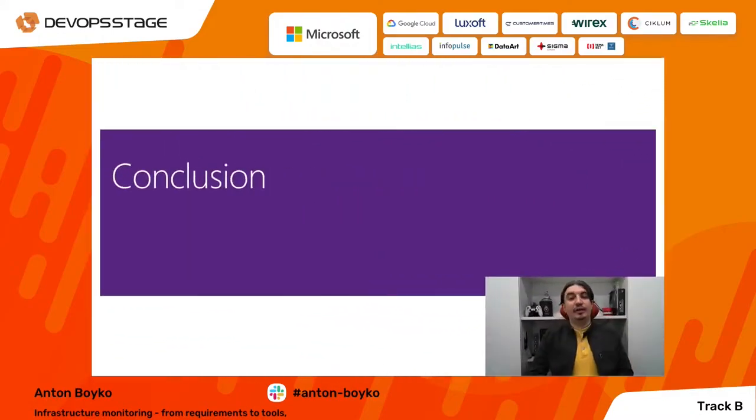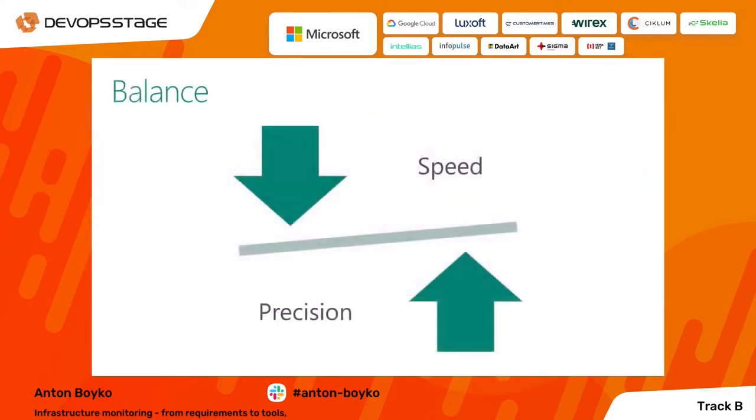And also, I would like to say a few words in conclusion. First of all, I've talked about this a lot of times today during this session, but I still believe that it is extremely important. You always need to keep the balance between the speed and the precision of your measurements. If you want to take measurements very frequently, for example, once per second, you need to accept that you will need to sacrifice precision. So choose this balance wisely.